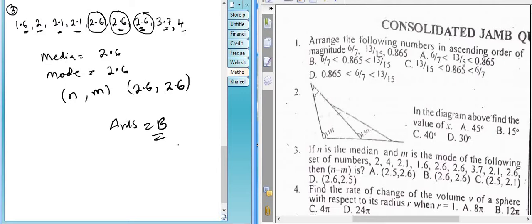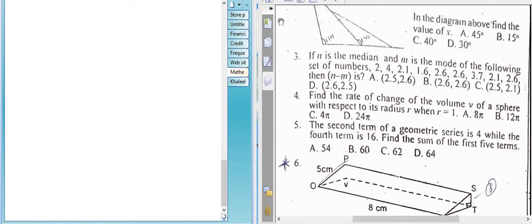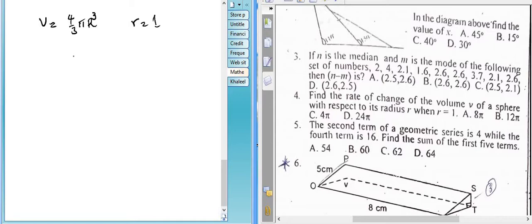So the next question is question 4. Question 4 says: find the rate of change of the volume V of the sphere with respect to its radius, where r is equal to 1. So all we need to do, we know that the volume of a sphere is given as 4/3 pi r cubed. The r is given as 1. So we want to differentiate this with respect to r and then substitute for r.